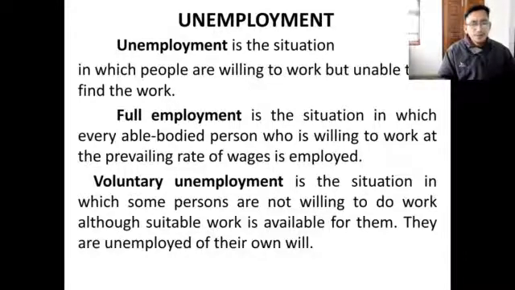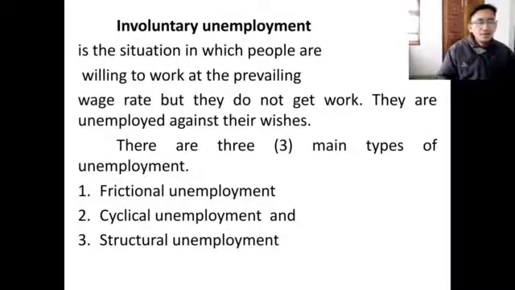Okay, then we will just see another kind of unemployment, what we call involuntary unemployment. So what is involuntary unemployment? Involuntary unemployment is the situation in which people are willing to work at the prevailing wage rate, but they do not get work. They are unemployed against their wishes.